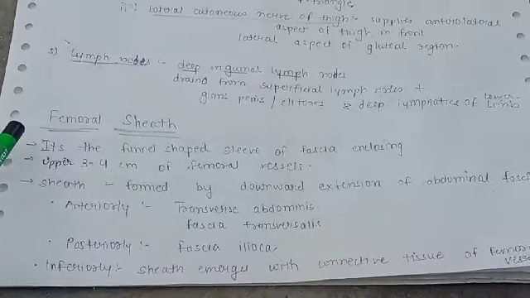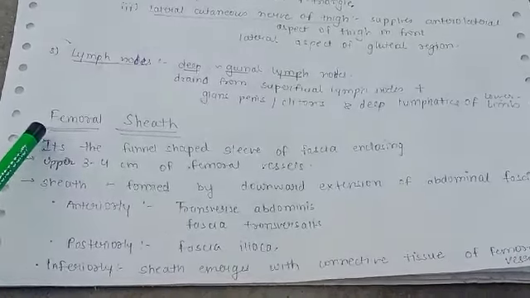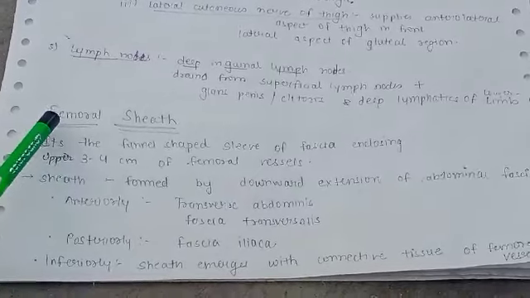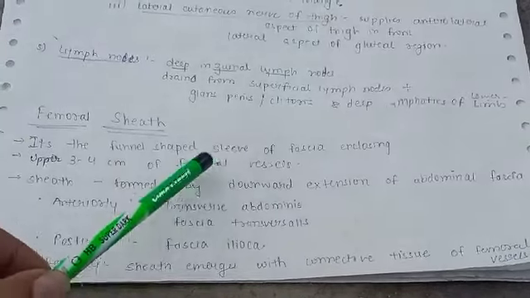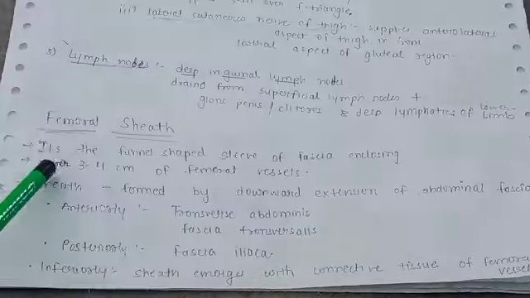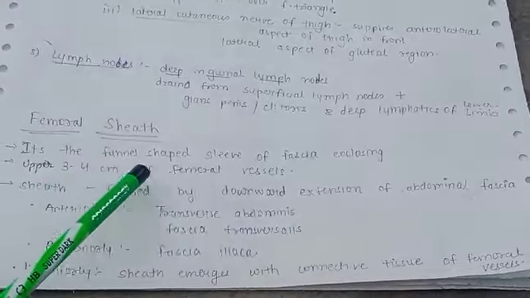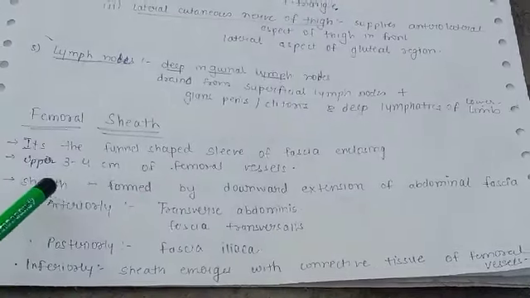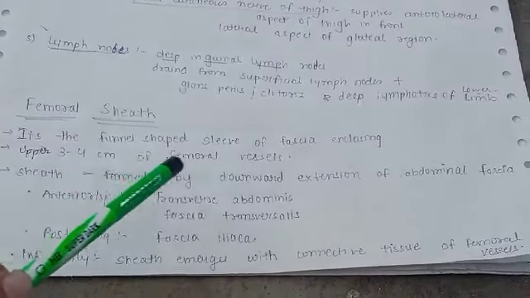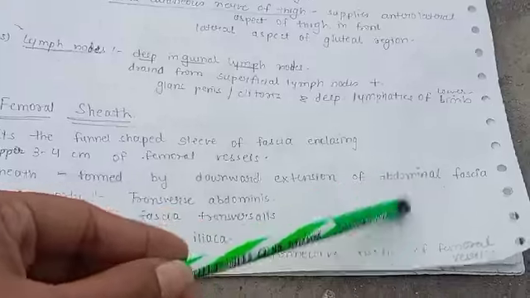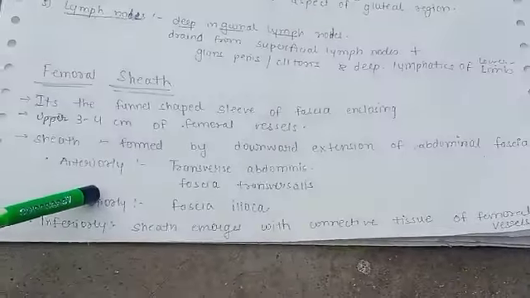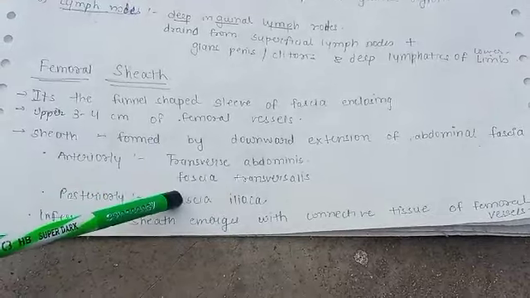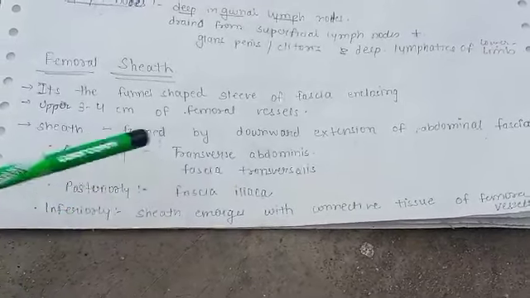The content of the femoral triangle also includes the femoral sheath, which is a funnel-shaped sleeve which covers the upper 3 to 4 cm of the femoral vessels, and this sheath is formed by the downward extension of the abdominal fascia, which includes anteriorly the transversalis fascia and the fascia transversalis.